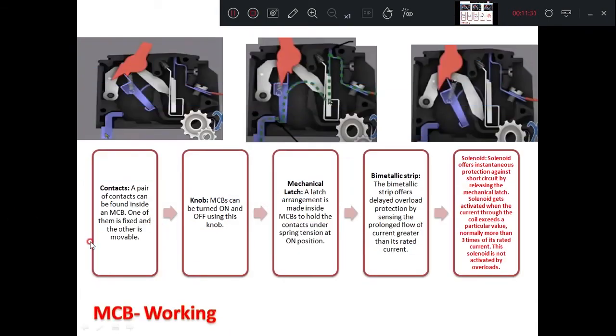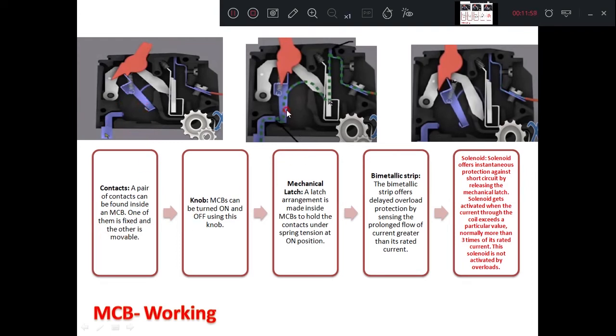Then how exactly the circuit breaker works, you can see here. There are two contacts here. I told you there is one contact, which is called the fixed contact. This is called the moving contact. A pair of contacts can be found inside the miniature circuit breaker. One of them is fixed and the other is moving. This is the fixed contact. This is the movable contact.